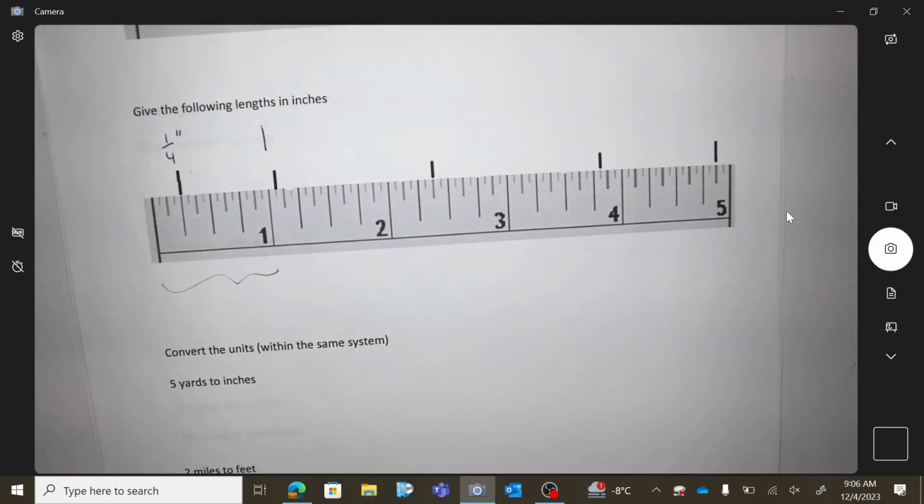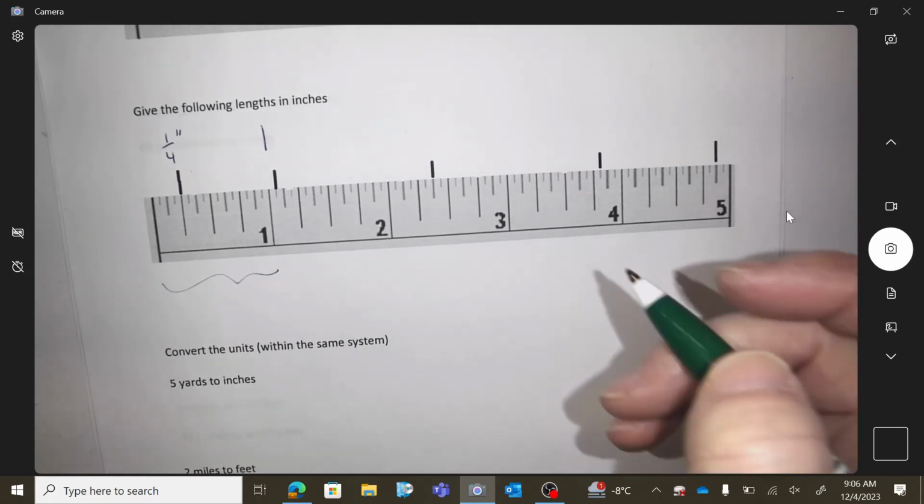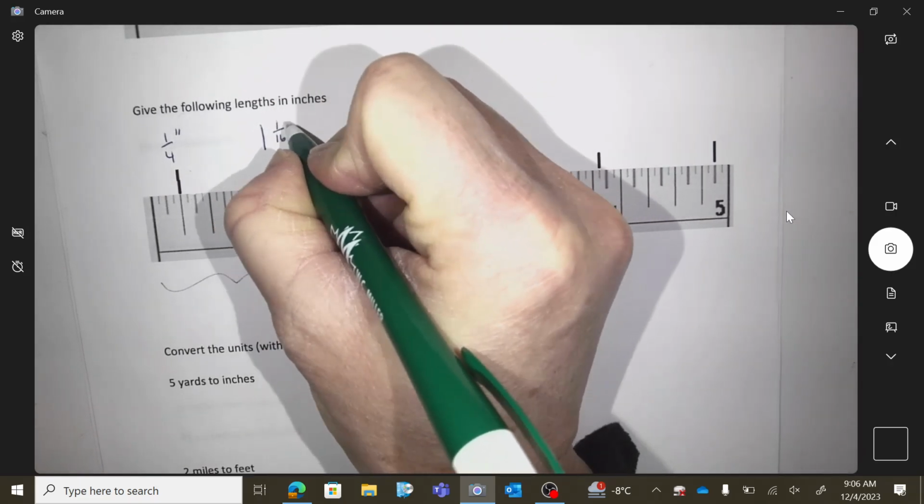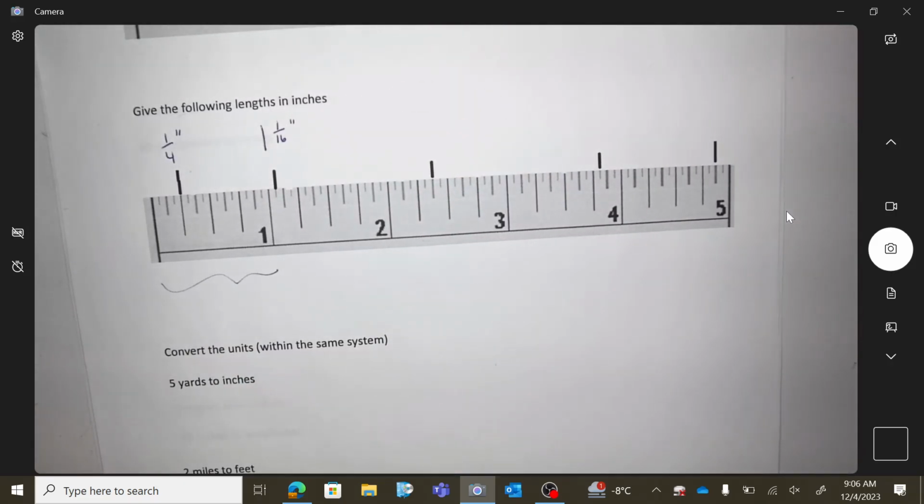Okay, the next one is 1 full inch plus what fraction? So are we at a 16th, an eighth, or a quarter? And this one would be 1/16. It's only one little tiny tick mark.